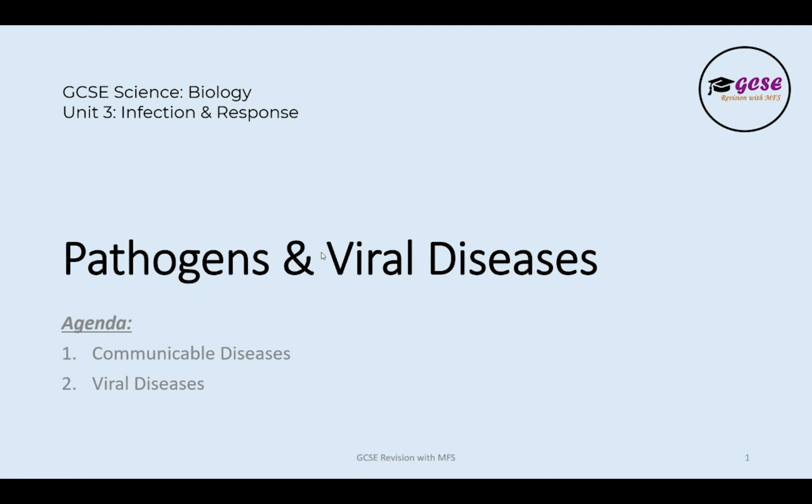Okay, we will make a start now. So welcome everyone to our GCSE Biology lesson. In this lesson, we are going to be looking at pathogens and viral diseases. We're going to first start off by looking at communicable diseases, and then we're going to move on to the three types of viral diseases you need to know for GCSE. So we've got measles, we've got HIV, and we've got TMV. We're going to go through those three viral diseases.